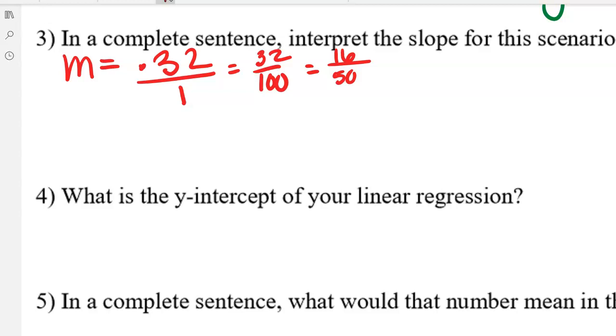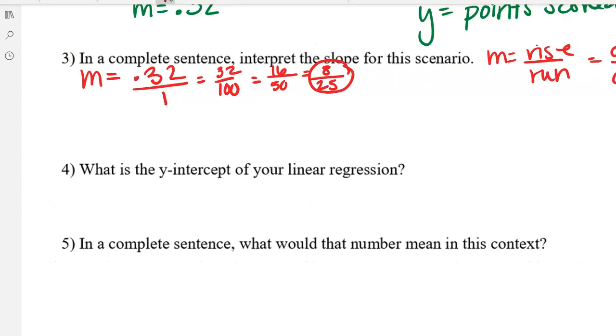Tyler, 16 divided by 2? 8. And then 50 divided by 2, Tyler? 25. Okay. Is that as far as we can go in reducing? Students, it's the same as 0.32, but now it makes more sense because they're whole numbers. So in a complete sentence, that's your slope. So how many points earned from how many hours of practice? 8 points will be scored when the player practiced how many hours? Perfect. So go ahead and write that for me.